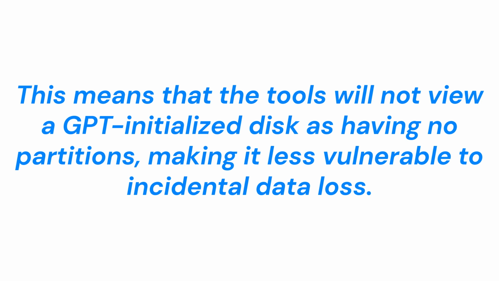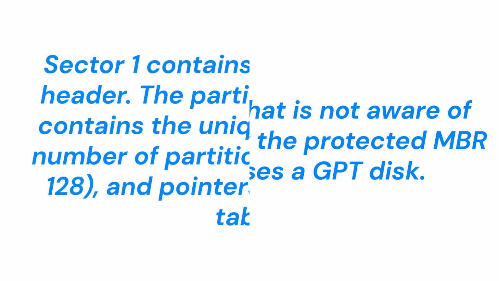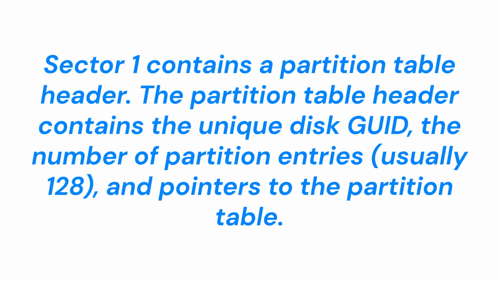This means that the tools will not view a GPT initialized disk as having no partitions, making it less vulnerable to incidental data loss. Legacy software that is not aware of GPT interprets only the protective MBR when it accesses a GPT disk. Sector 1 contains a partition table header. The partition table header contains the unique disk GUID, the number of partition entries, usually 128, and pointers to the partition table. The partition table starts at sector 2.